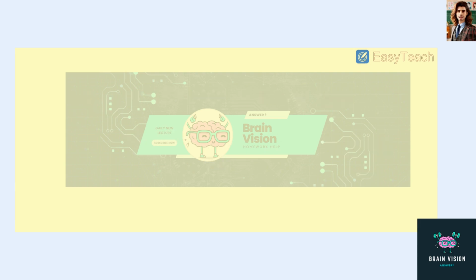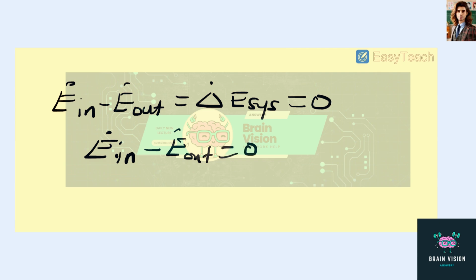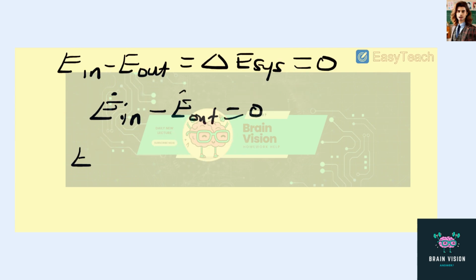Next, we're going to do an energy balance and say that the total energy coming into the system minus the total energy leaving the system is equal to the change in energy of the system. However, recall that we are operating at steady state conditions, so this change in system energy will be equal to 0. So we can say that E dot in minus E dot out is equal to 0. Therefore, we can say that E dot in is just equal to E dot out.